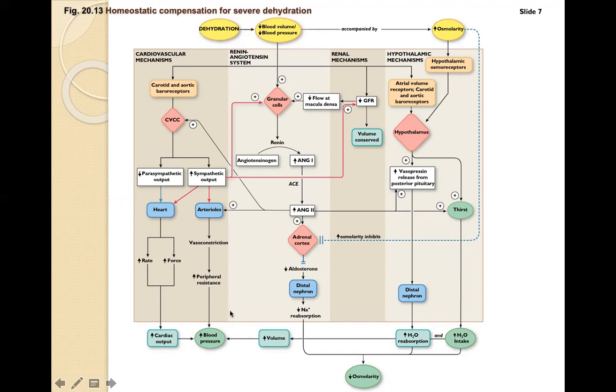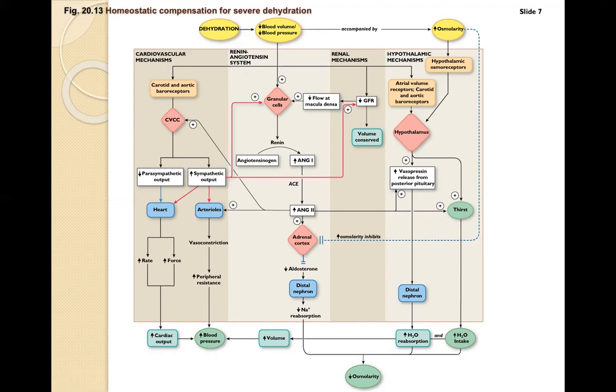So go through this a few times. Make sure that you understand the concepts of what is going on. You may even choose to review these in terms of the various systems that we're talking about, or the various mechanisms that we're talking about.